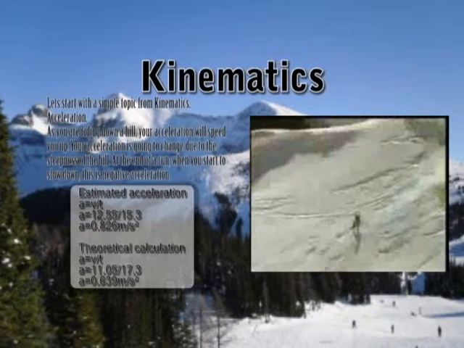Our estimated acceleration for Dan's run was 0.826 meters per second squared. The theoretical acceleration for Dan's run was 0.639 meters per second squared.